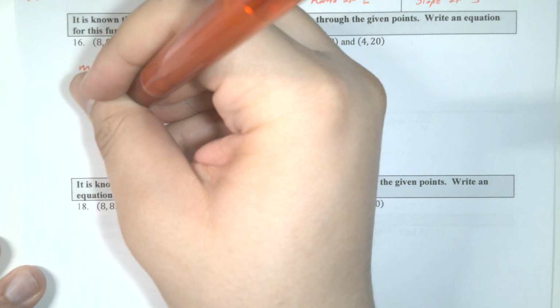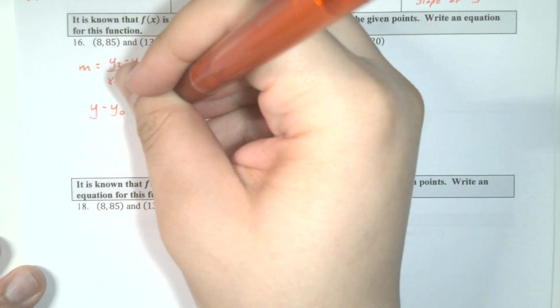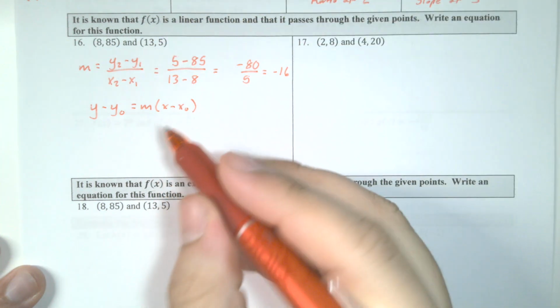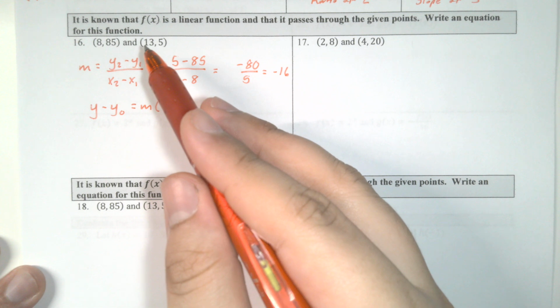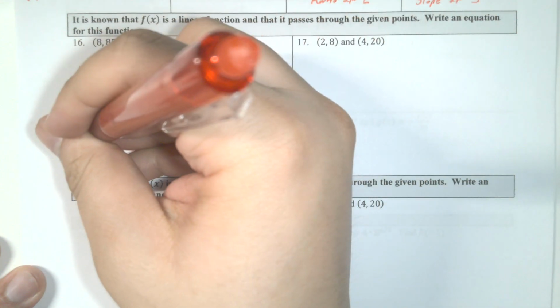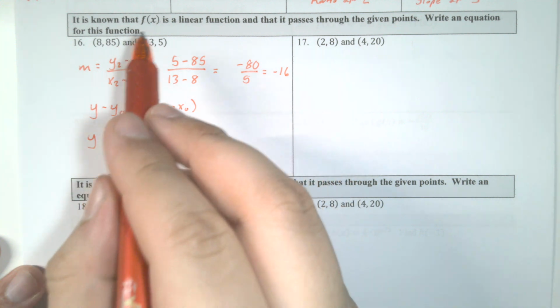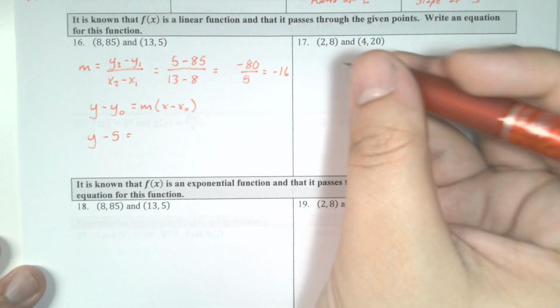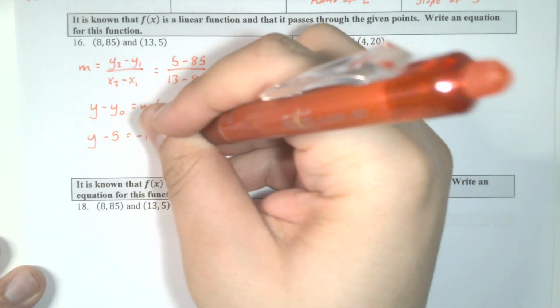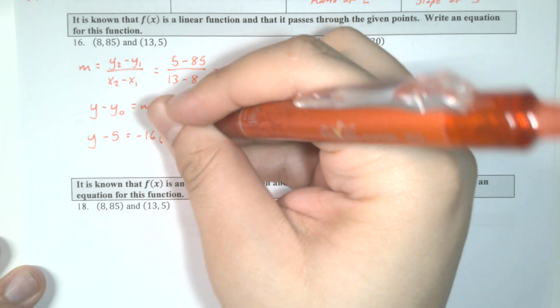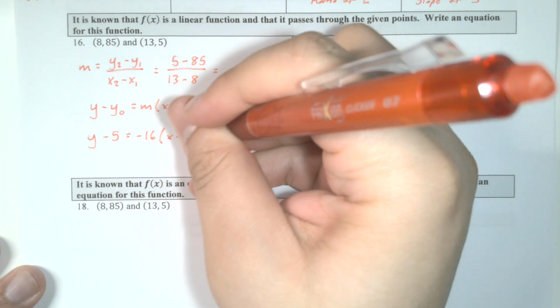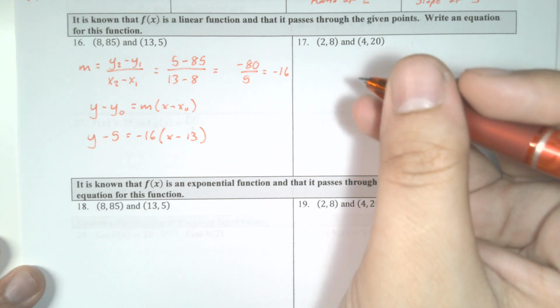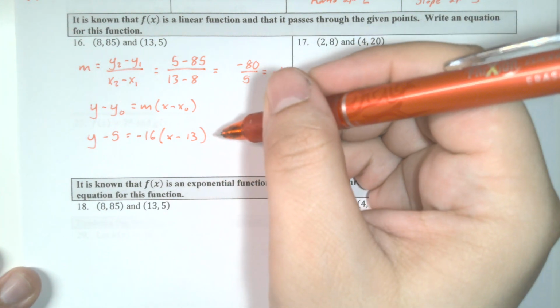And now that we know our slope, we want to use our point-slope form, where x naught and y naught could be either one of these points, so it doesn't matter which one you plug in. And I like to work with smaller numbers, so 13 comma 5 seems like a good one to plug in. So whatever the y-coordinate is, y minus 5 is equal to negative 16 times x minus whatever our x-coordinate is, which is 13. And you don't even need to simplify this, you can just leave it as is. And this will be our answer.